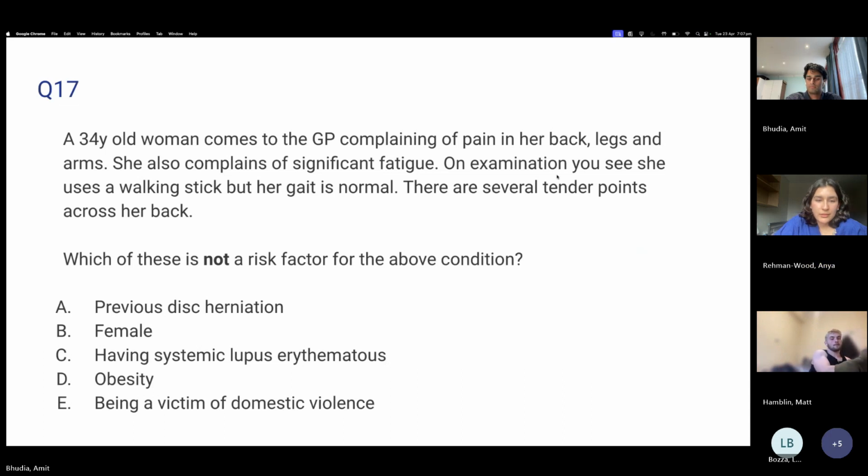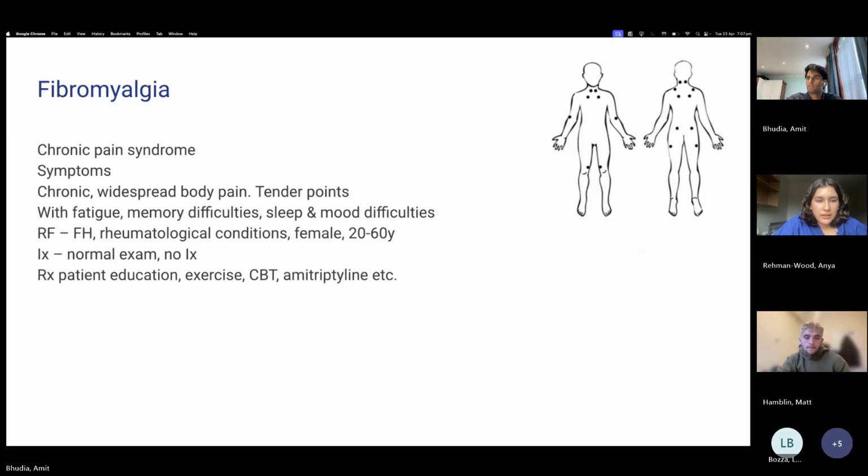Okay, should we answer? So it's A. The stem is leading you to assume this is fibromyalgia, and the only one of these listed that's not a risk factor is previous disc herniation, and there's no association found for there to be increased likelihood of having a herniated disc in people with fibromyalgia. So if we go to the answers.